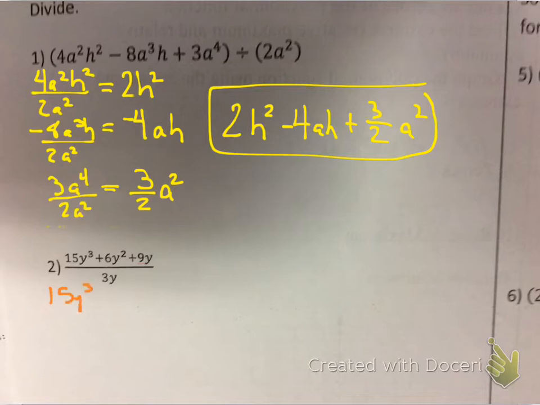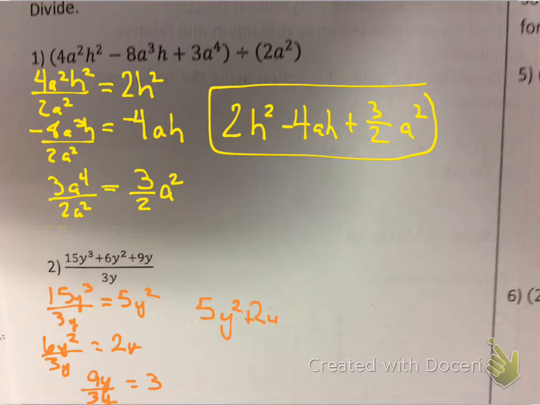And the next one is pretty much the same thing. So you can kind of see I'm going to divide these individually and say 15 divided by 3 is 5. Y cubed divided by y, which is like y to the 1, gives me y squared. 6 divided by 3 is 2. 2 minus 1 is 1, so that's just a y. And 9 divided by 3 is 3. Y divided by y is just no y, so it's just 3. Put them together, and you got 5y squared plus 2y plus 3.